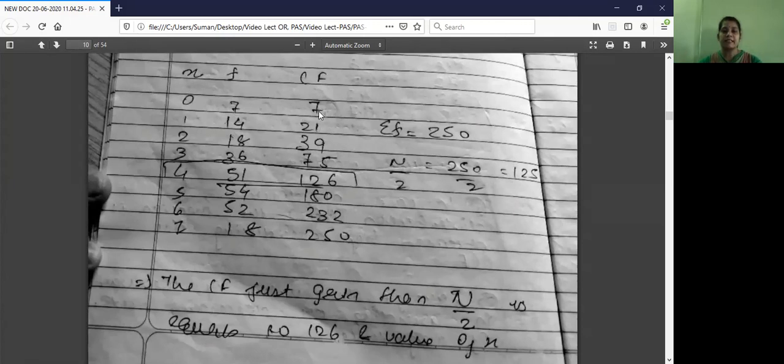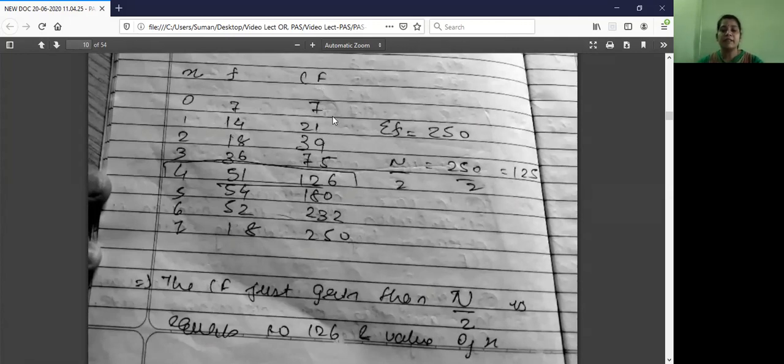After that the next term is 7 plus 14, 21. 21 plus 18, 39. 39 plus 36, 75. 75 plus 51, 126. 126 plus 54, 180. 180 plus 52, 232, and 232 plus 18 is 255. So this is our CF, cumulative frequency.